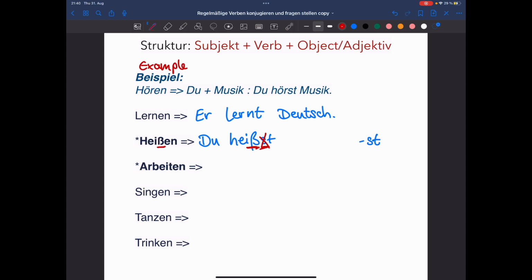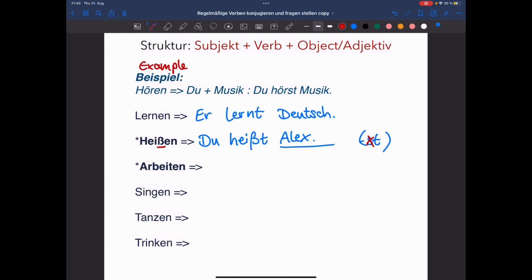So we just say du heißt. Use the blue marker. Du heißt. And then your name. For example, Alex. Du heißt Alex. No S. Okay, du heißt Alex.